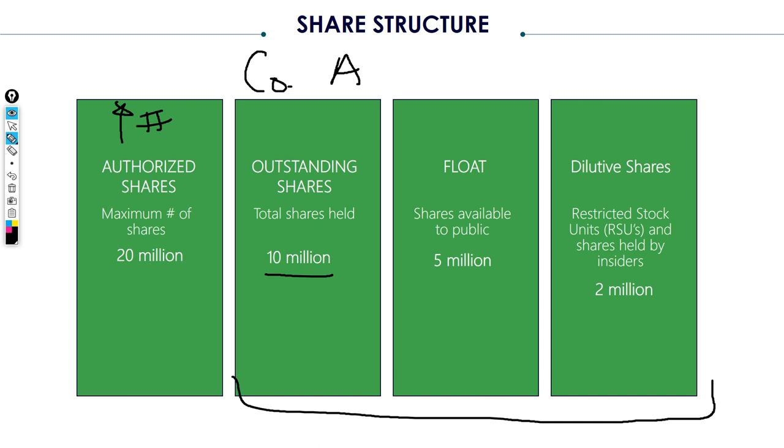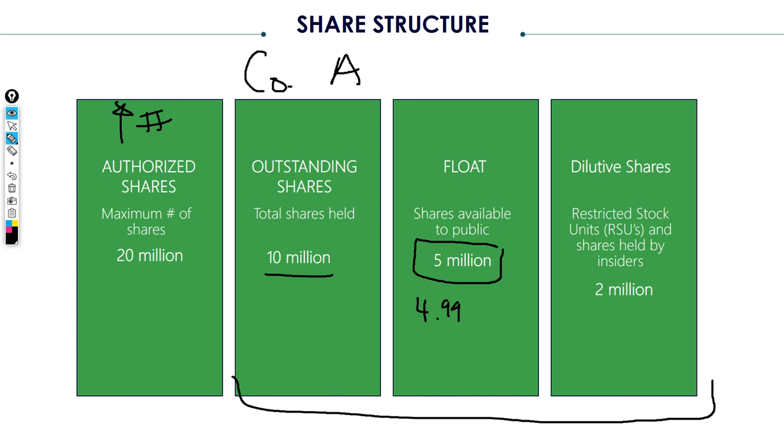Okay, so the float is the number of shares that are available to the public. So this is what you and I are trading. Okay, this is what we're investing in here. So if I buy common stock of whatever company, let's say company A, then I'm pulling common stock out of a pool of 5 million shares. Okay, so if I buy 1,000 shares, that's 1,000 of the 5 million. There are now 4.99 million remaining.